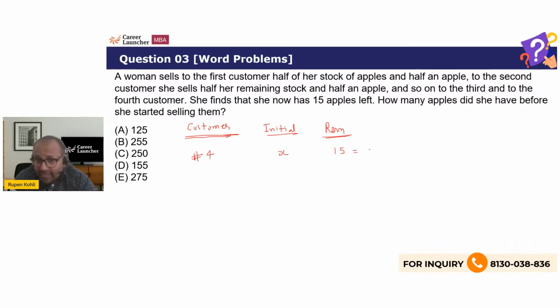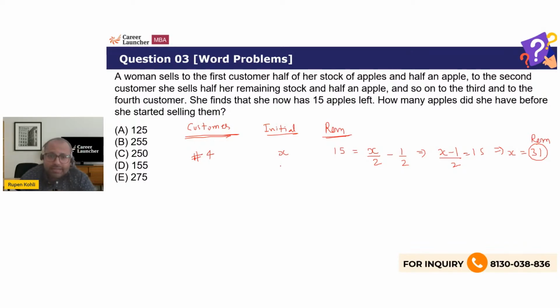So when she gave half of X, she was left with half of X, which is X by 2. But then she gave half more, so she was left with half less. So another half you subtract, and that is equal to 15. So basically X minus 1 over 2 is 15. So therefore that gives me X = 15 times 2 plus 1, which is 31. And now this 31 that I found is the remaining number of apples after giving to the third customer.